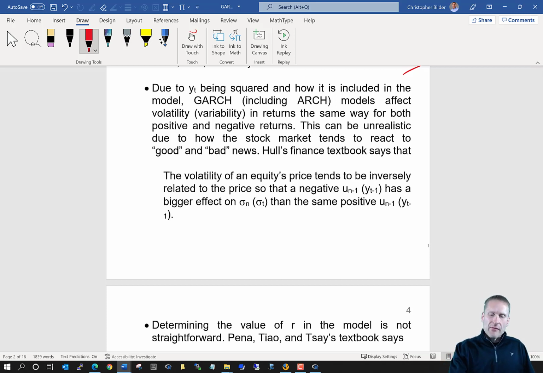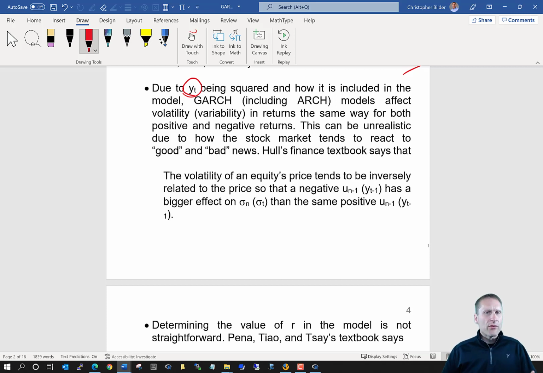Okay. Now, we have y sub t squared in this model. We had this before with the ARCH model. And one downside of using ARCH models carries over here to the GARCH models. If we think of the y's as returns, like for a stock or a mutual fund, either a positive return or a negative return is going to affect sigma squared t exactly the same way.